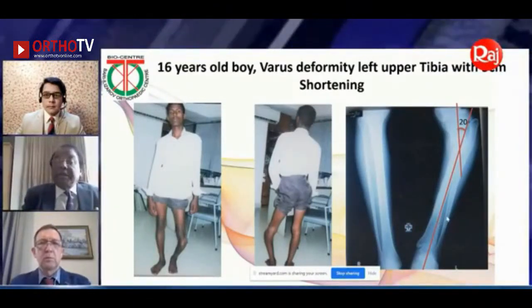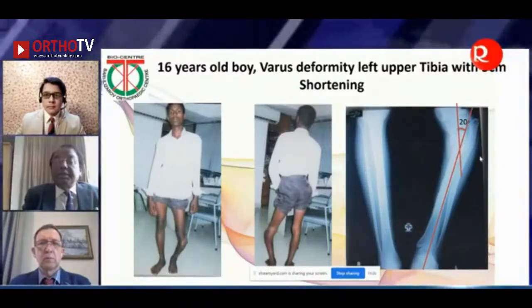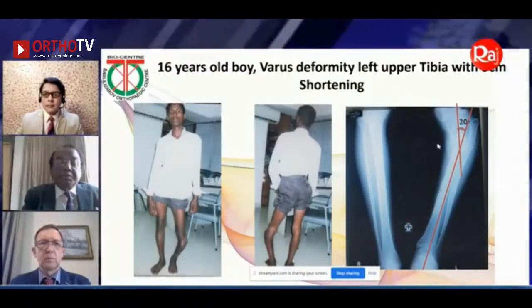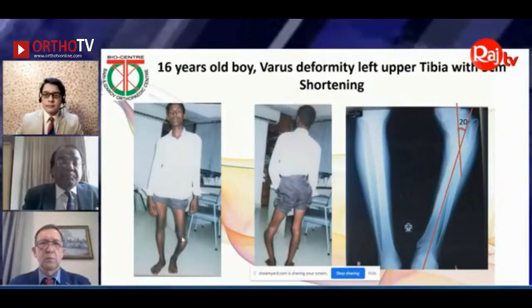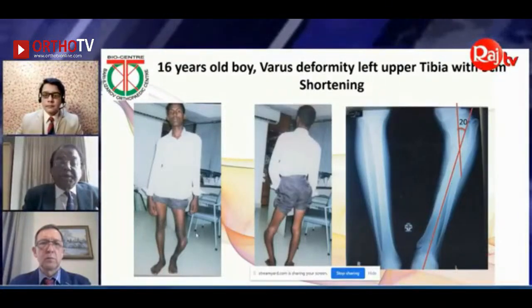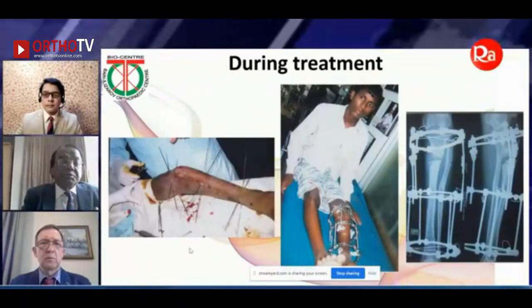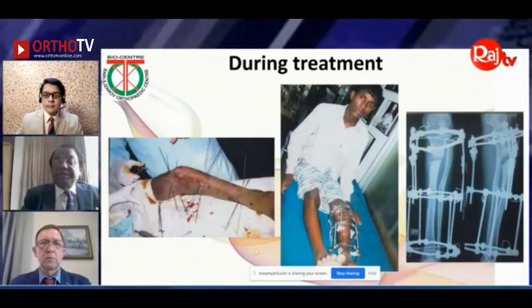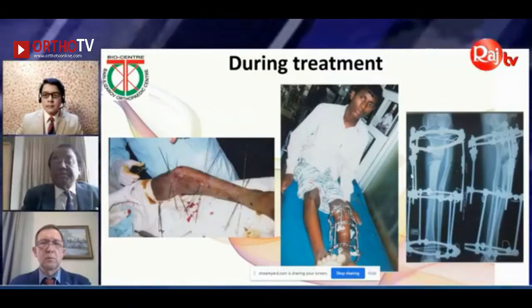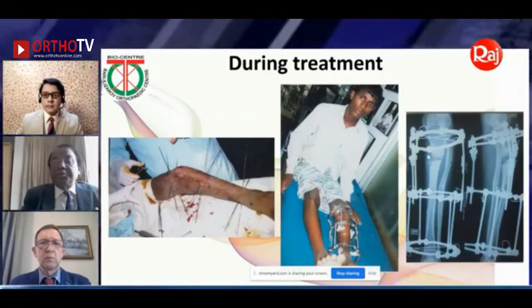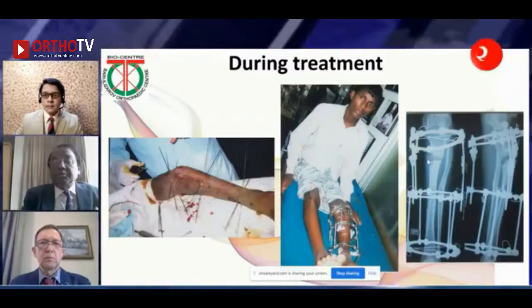And if you draw the angle here, you can see this is 20 degrees from the back side and from the front side. And look at this, this is okay. Now, what to do? You put your wires like this, and this is the opening wedge osteotomy, opening wedge.